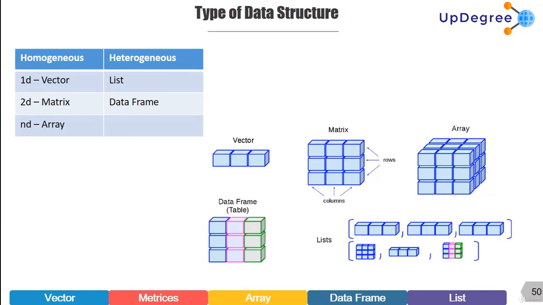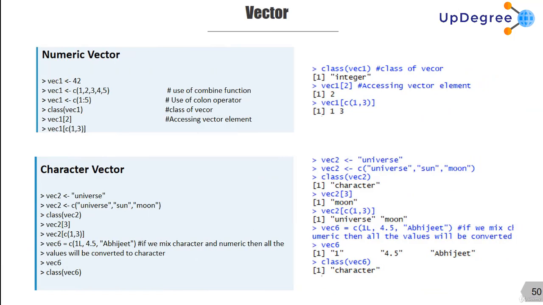But let's now focus on this. This is also a very good representation of how these are different from each other. If you see vector, matrix and array, those are homogeneous. They can store homogeneous data, either numerical or character or logical, and the only difference is in dimension. It's one dimension, two dimensions, and multi-dimension. But if you talk about data frame and list, those can store different kinds of data types. We'll see that in a moment. But before that, let's learn about the basic one, which is vector.